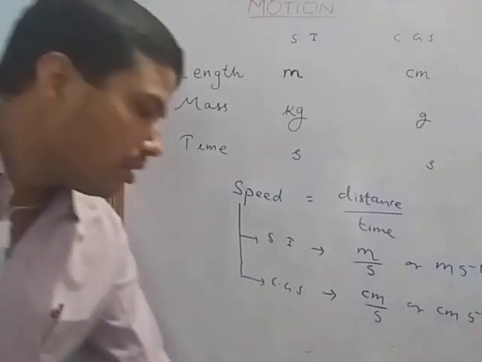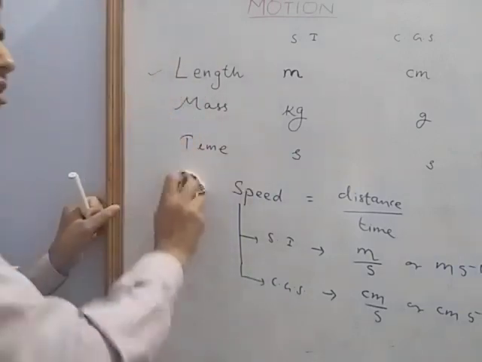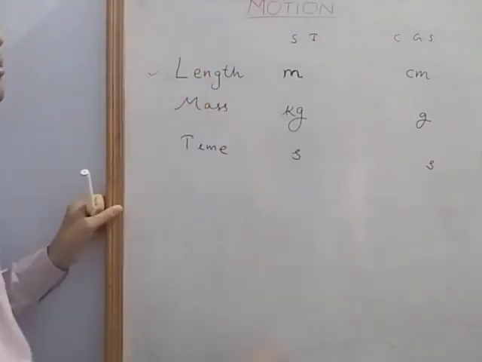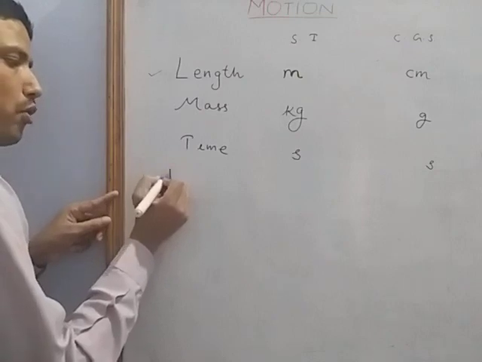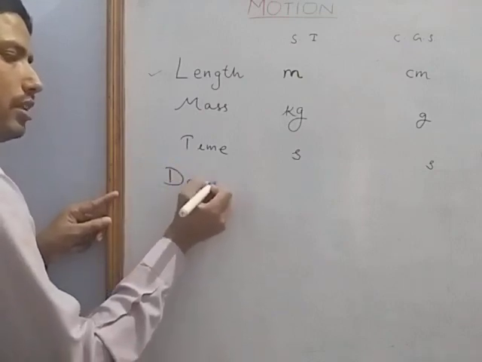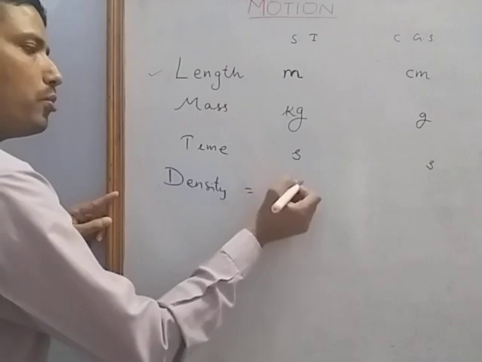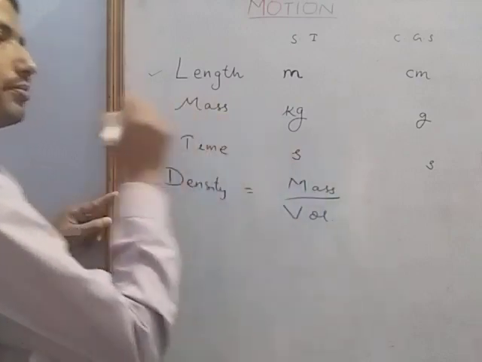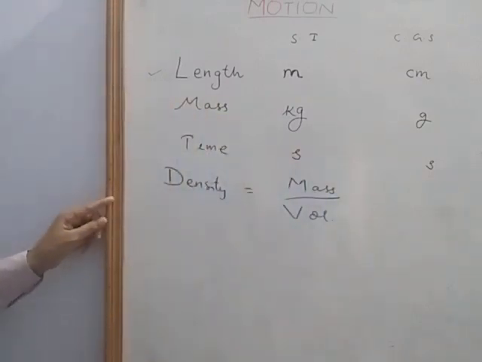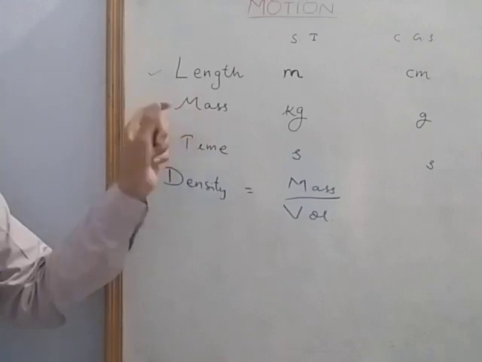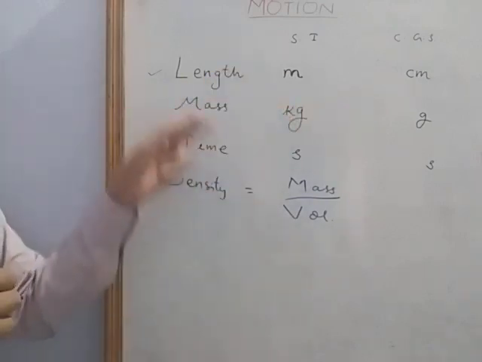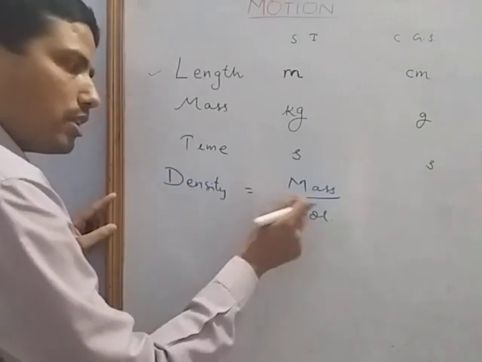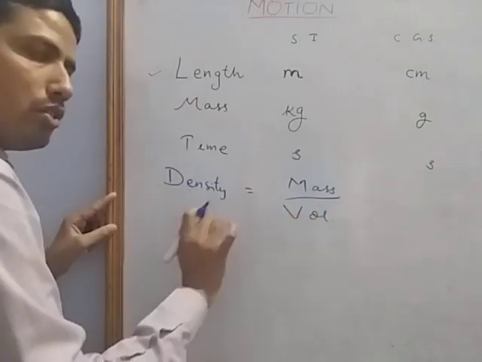Let us take another example for writing SI and CGS units. You also know about density. So what is the formula for density? I hope all of you know the formula, that is mass divided by volume. Now you might feel that mass we can write the unit from here, but what about volume? Volume is not mentioned over here. So let us first try to understand the formula for volume, unit for volume.